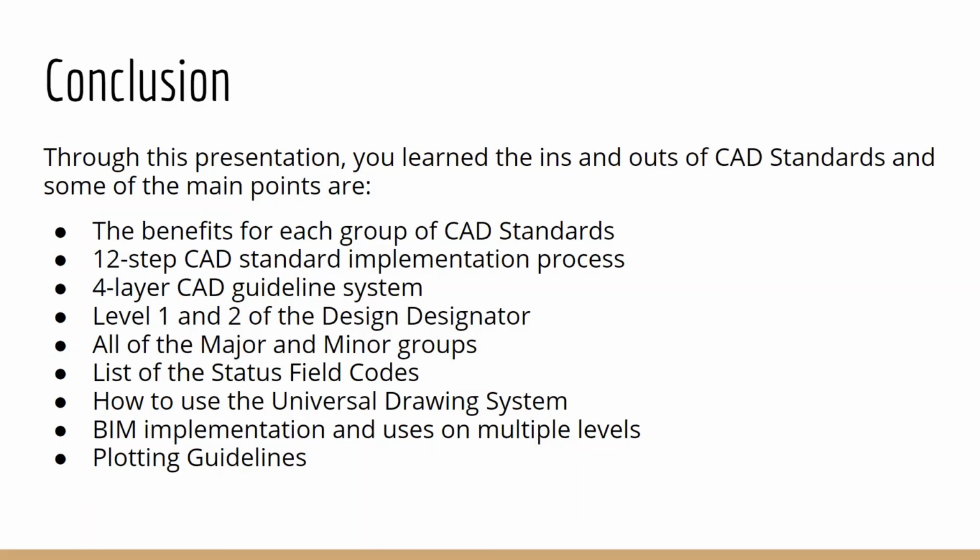Then we went over BIM implementation, the essential BIM uses, which were things like existing conditions, design authoring, design review, coordination, record modeling, then enhanced BIM uses, things like cost estimating, phase and 4D planning, and owner-related BIM uses, asset management, disaster planning and management. And then lastly, we went over the plotting guidelines, which is just going over different units and stuff.